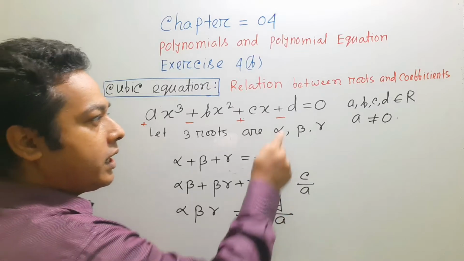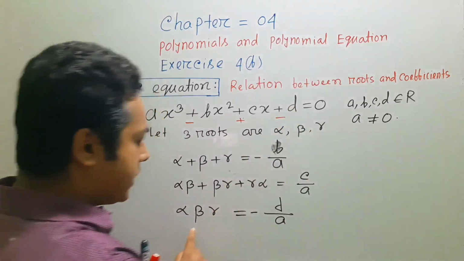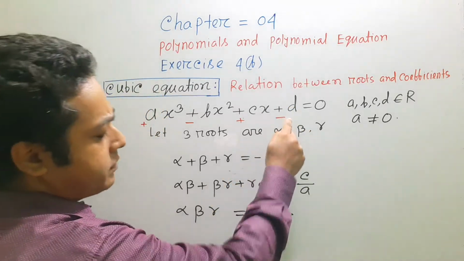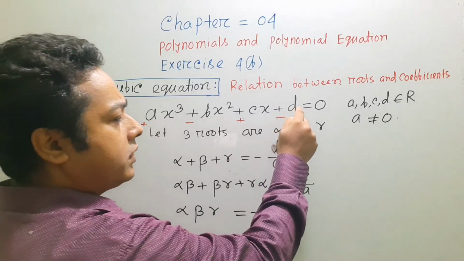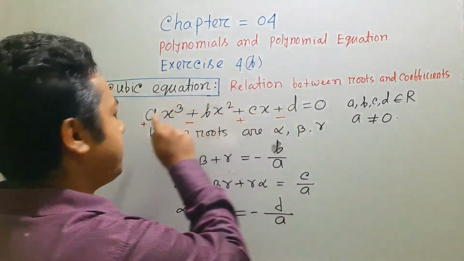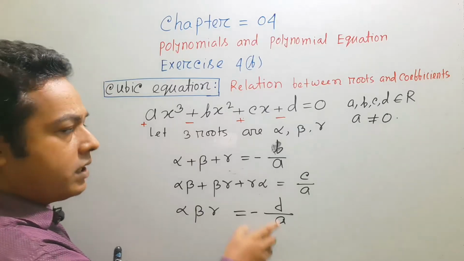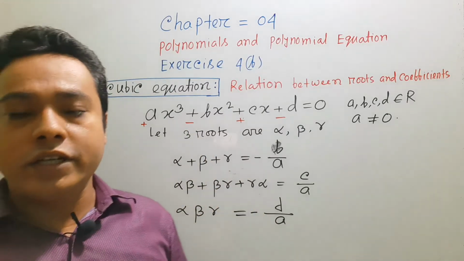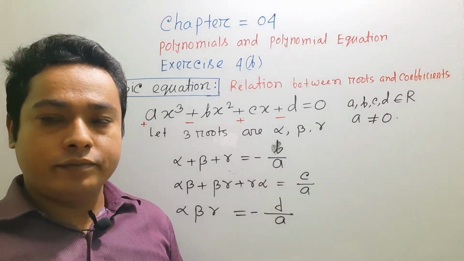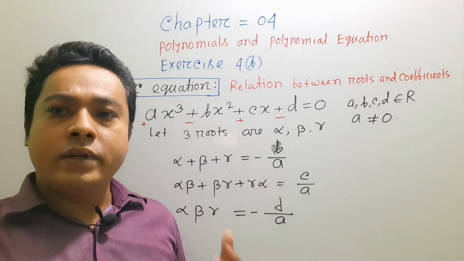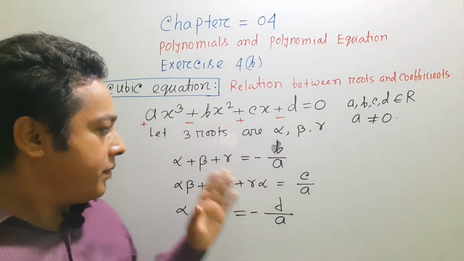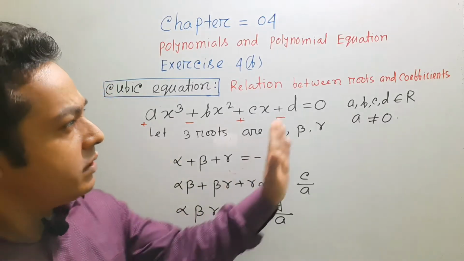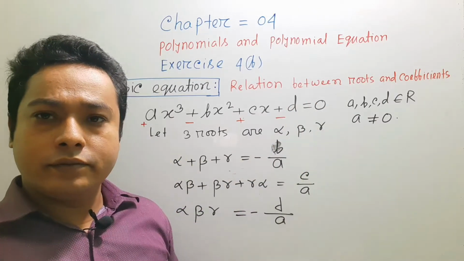And for the last term, taking 3 roots, this is minus, so the constant term divided by the coefficient of the first term. This is the total relation between the 3 roots of a cubic equation. For solving a problem related to a cubic equation, you have to memorize this relation between roots and coefficients.